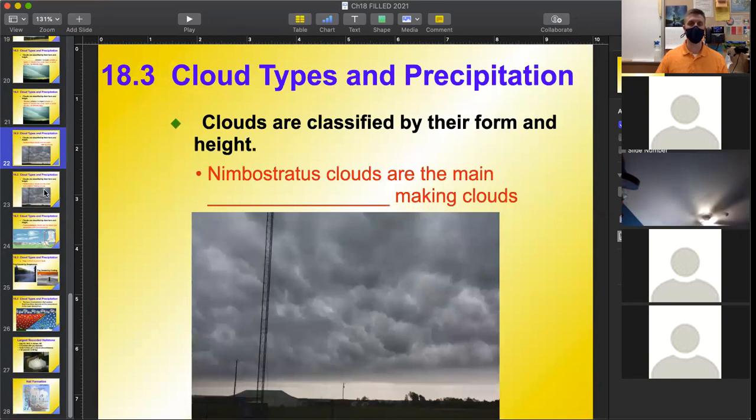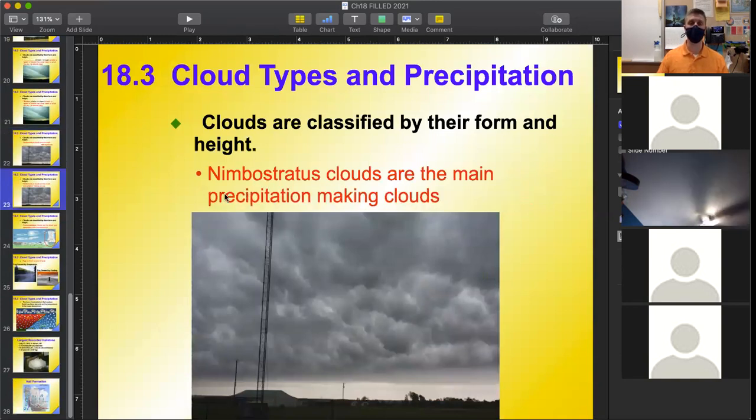Related to that, it's a nimbostratus cloud. So these are big precipitation forming clouds. And when it's warmer out, it's going to have rain. When it's colder, it's going to have snow. But again, with rain, it's not huge thunderstorms or anything like that. It's just a rainy day.